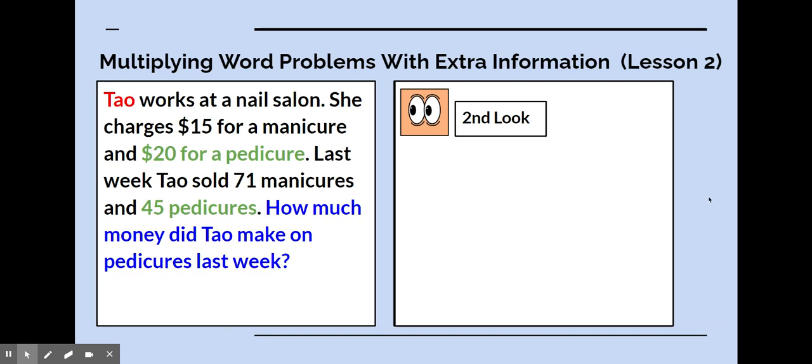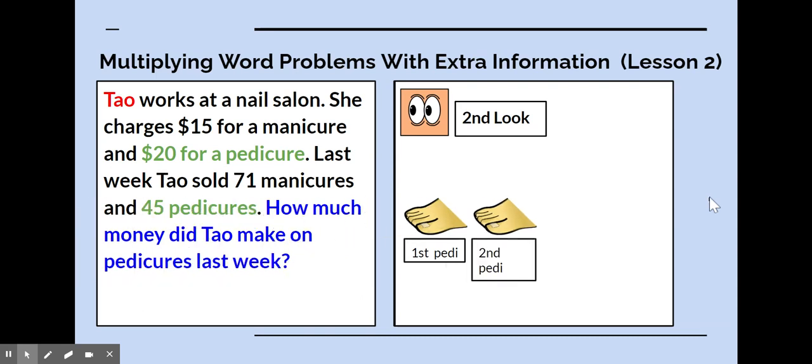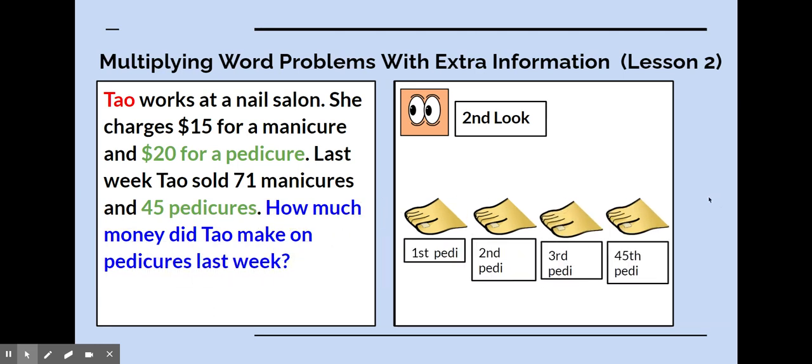Teo. What is Teo doing? He's giving pedicures. So you could draw a foot or some toes for a pedicure. And that's our first pedicure. That is our second. There is our third. And now we don't really need to draw 45 pedicures or 45 different sets of toes. We just want to draw a representation. So this one is our 45th pedicure.